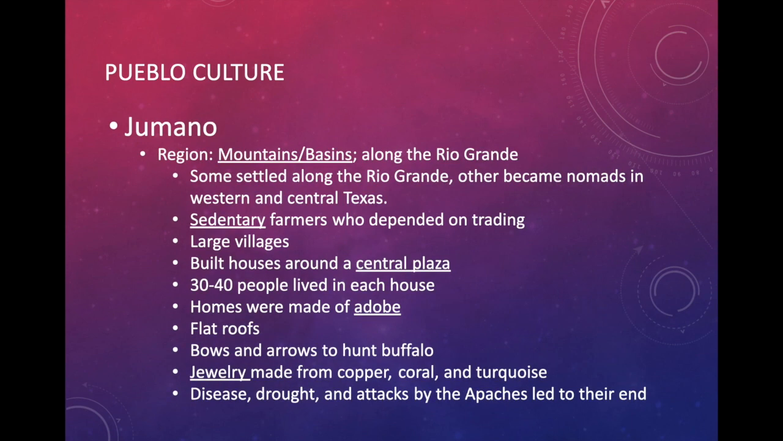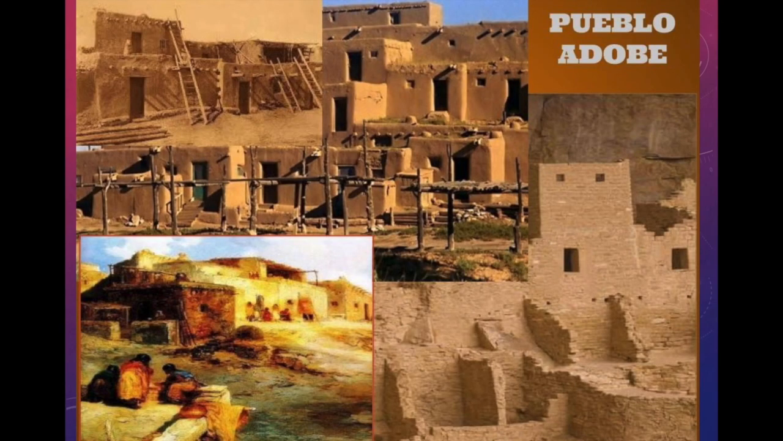The last native cultures group that we're going to look at is called the Pueblo culture. They lived in the mountains and basins region along the Rio Grande and settled mainly on the Rio Grande. Now, sometimes the Rio Grande would dry up and they had to become nomadic, but they wanted to be sedentary farmers. They did depend on trading. They had large villages. They built houses around a central plaza, so a very organized type of society.